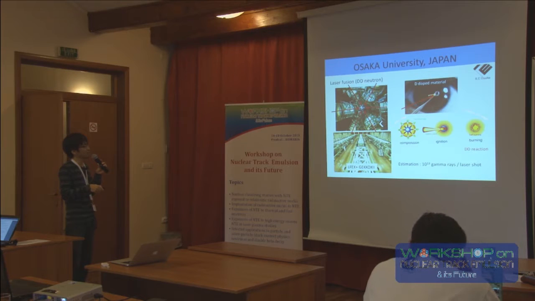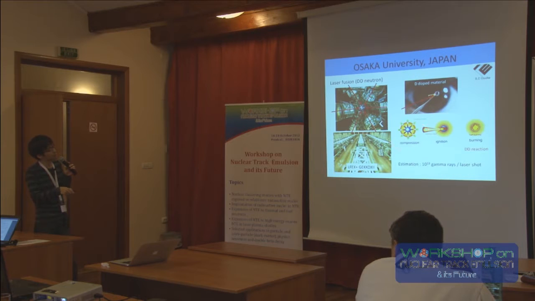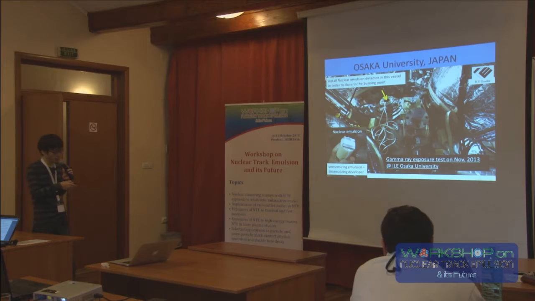Please see this figure. This compression part is this part, and the ignition part is this part, and then the DD reaction occurs, and a lot of neutrons are produced in this reaction. But by using a very high intensity laser, the estimated gamma ray background is 10 to 13 gamma rays per laser shot. So we are trying to do this measurement next month.